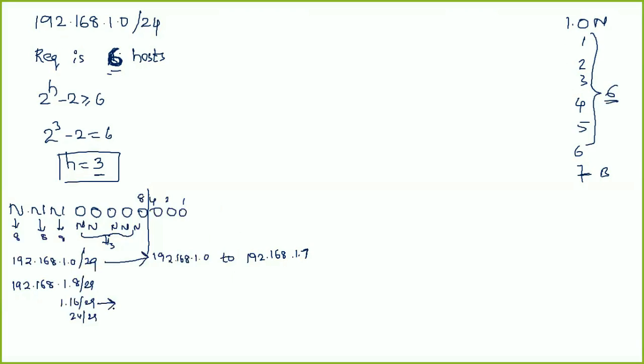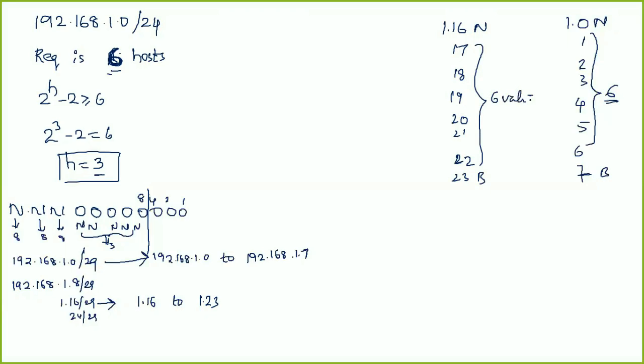Suppose I have given someone this network. His network will start from 1.16 and end at 1.23. 24 is the next network. So the first IP will be 1.16, 17, 18, 19, 20, 21, 22, and we should stop at 23. This will be the broadcast, this will be the network. The remaining 6 will be the valid IPs. So if the requirement is 6 hosts, this is the formula. Any doubt now? Okay, copy this one.